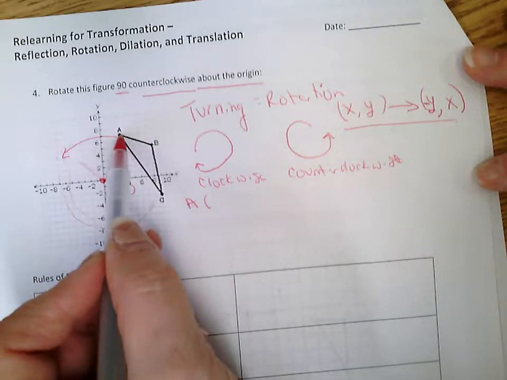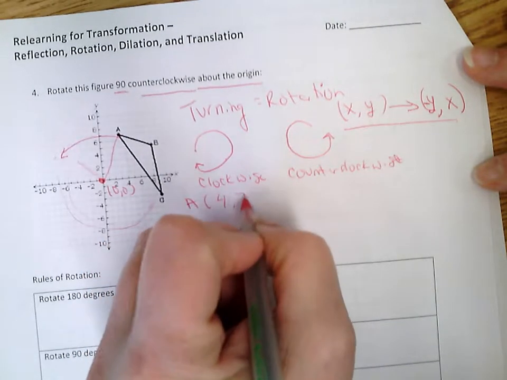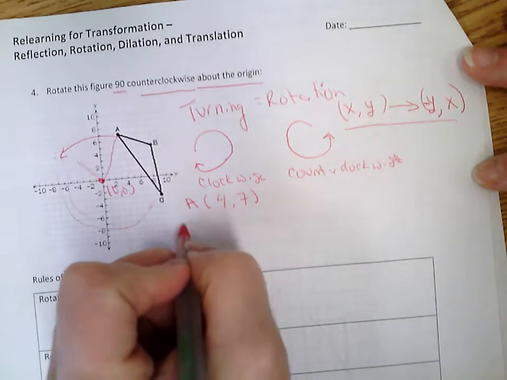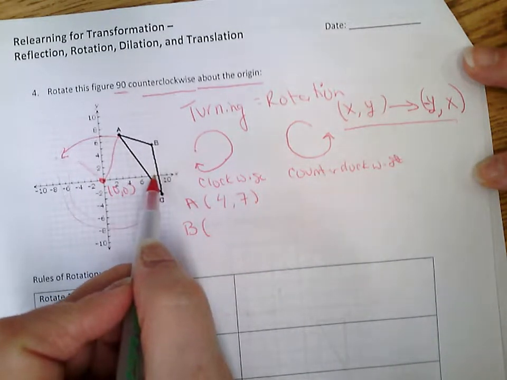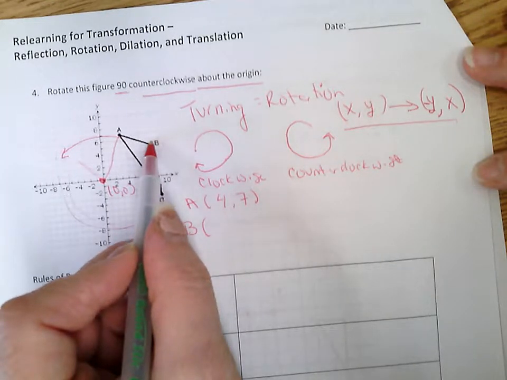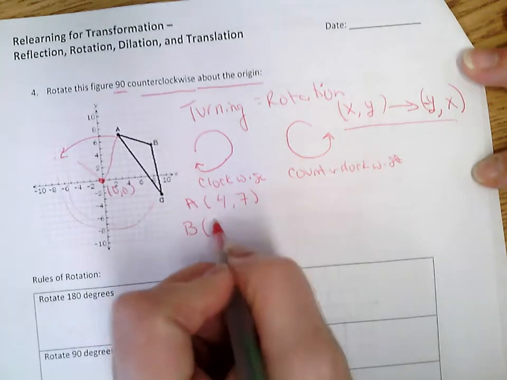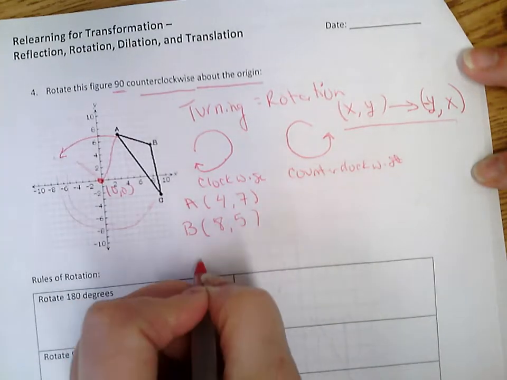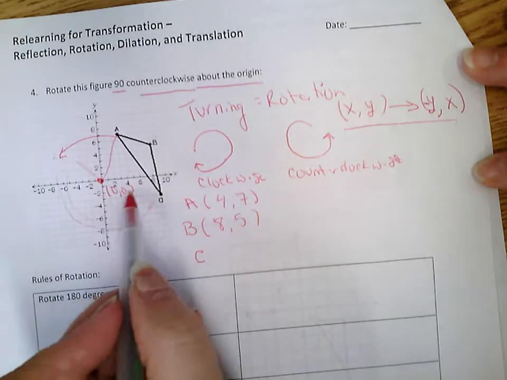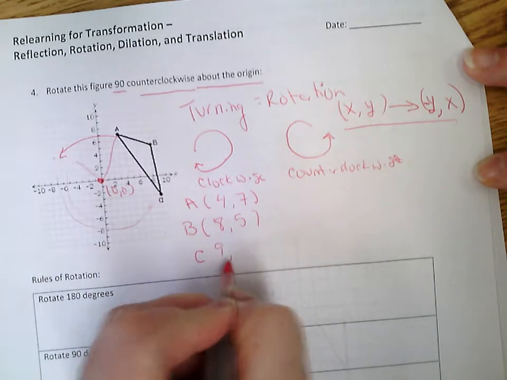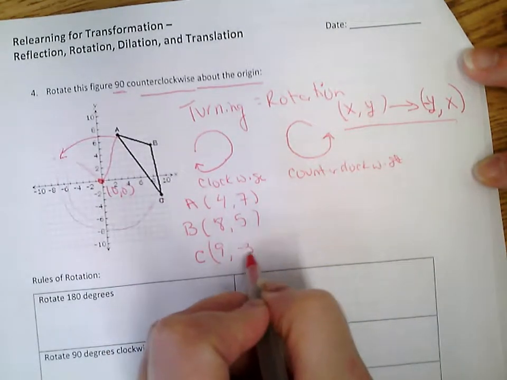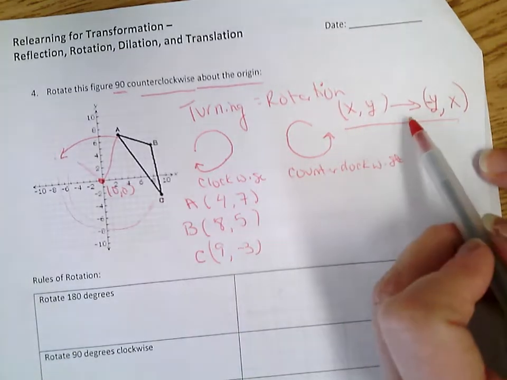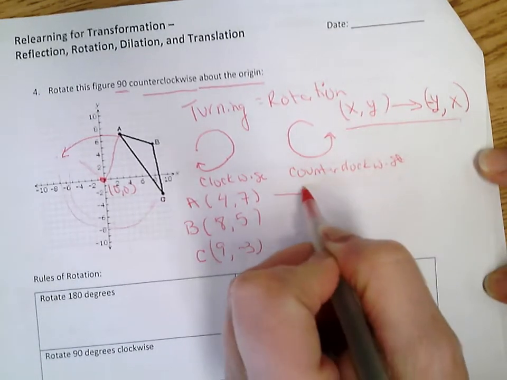4, 7. B is, I believe that's 8 and 5. And C is 9 and a -3. So we're going to follow our rule, which means that we're going to change this.